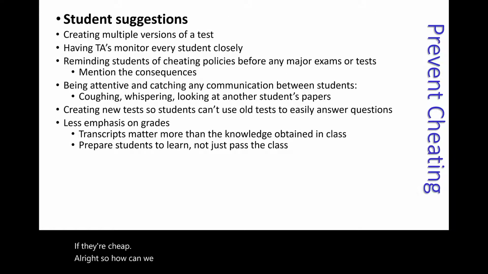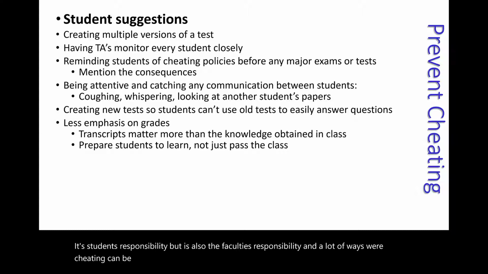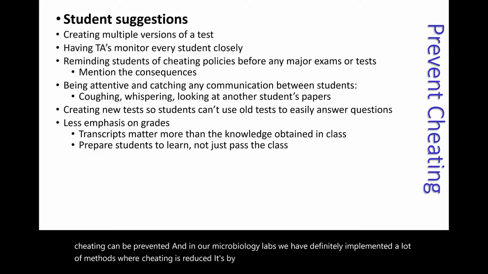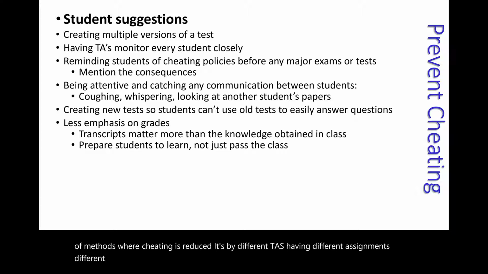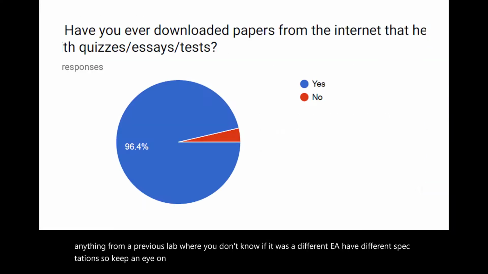All right, so how can we prevent cheating? It's a two-way street. It's students' responsibility, but it's also the faculty's responsibility. And there are lots of ways where cheating can be prevented. And in our microbiology labs, we have definitely implemented a lot of methods where cheating is reduced. It's by different TAs having different assignments, different exams, different expectations, different rubrics. So again, don't submit anything from a previous lab where you don't know if it was a different TA who had different expectations. So keep an eye on things.